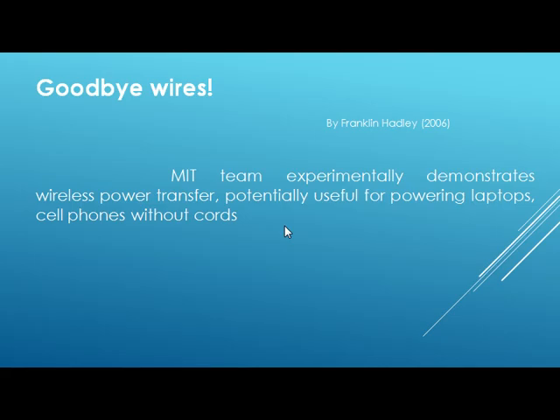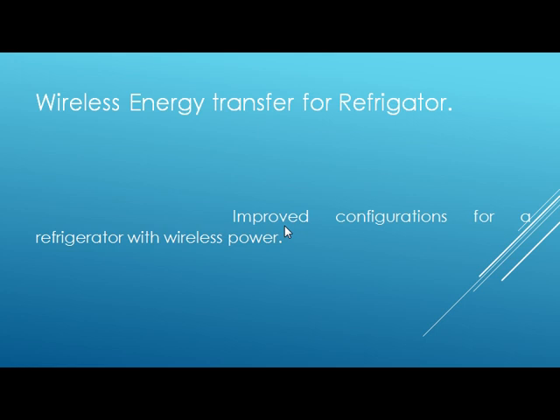The next paper is Wireless Energy Transfer for Refrigerator. This was actually patented. There were some improved configurations because the refrigerator generally uses more power. It operates at a different frequency with different current input and output. So there were some modified configurations that they made using the Tesla concepts, and they were successful in powering up the refrigerators.